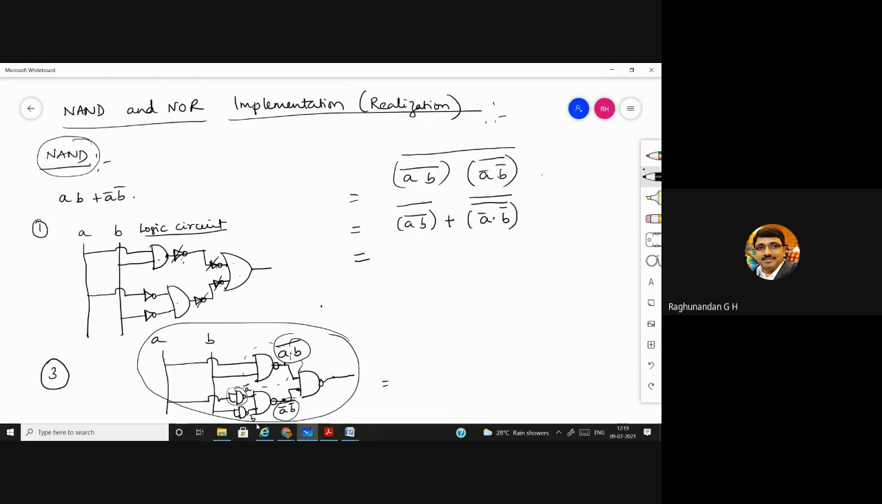Now, what will happen to these two? Can I cancel them? This will get cancelled. This will get cancelled. What is remaining? AB plus A bar into B bar. So is it the same equation what we have written? Yes, sir. If anyone has not understood, you can ask me. Don't be silent. If you have any doubt at any point, you can ask me.